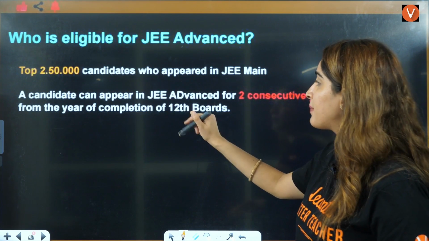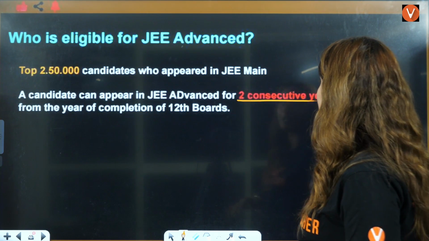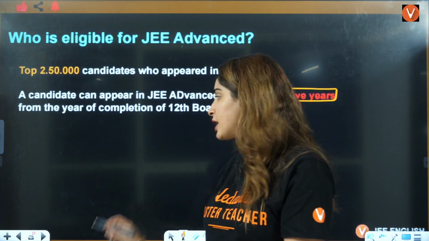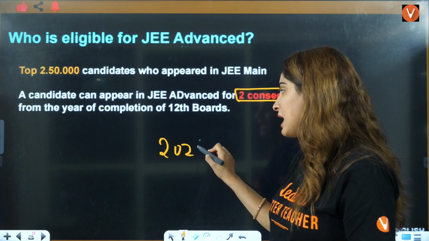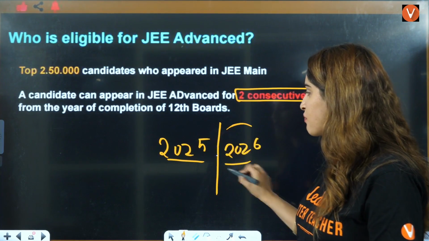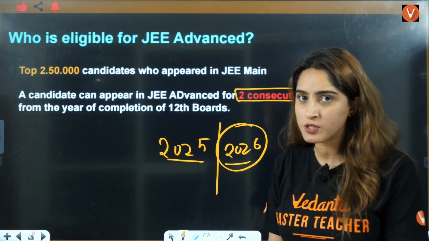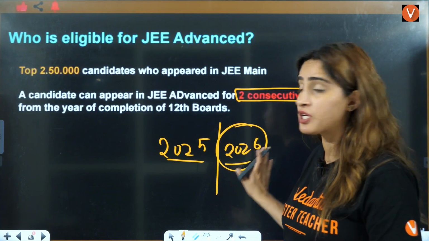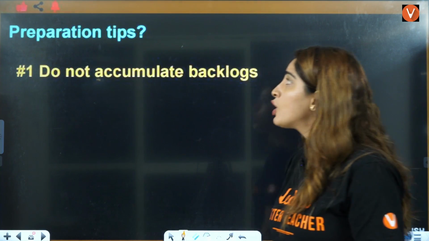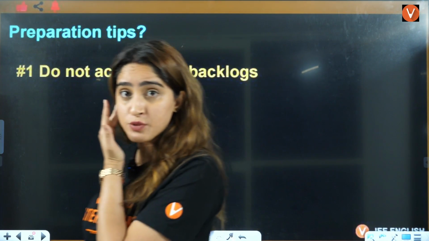A candidate can appear in JEE Advanced for 2 consecutive years, as I told you, right? Not a third consecutive. Let's say you have passed your class 12th in 2025, you can only give JEE Advanced in 2026. After this, it's not possible for you. That is the only option where you can get into IIT. That's it, right?